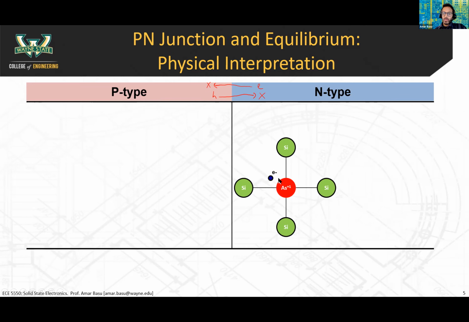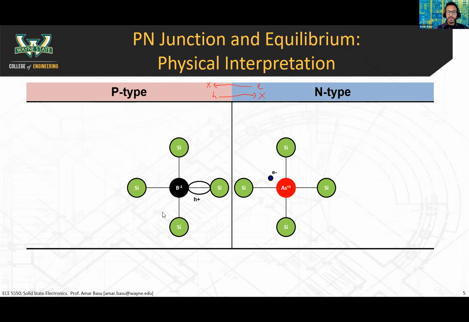When this electron is mobile, it's free to move around, and it leaves behind an effective positive charge. We call these dopant ions, because the nucleus of the dopant atom has an effective positive charge. When the electron happens to be nearby, these two are neutralized. But if the electron leaves, you have one more proton in the nucleus than you have electrons nearby, so there's an effective positive charge here. That's just a review.